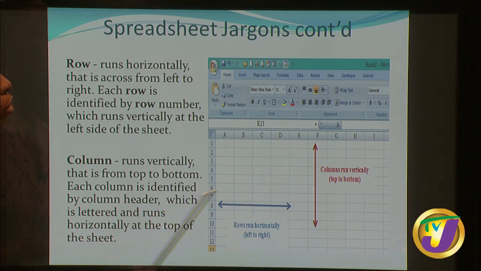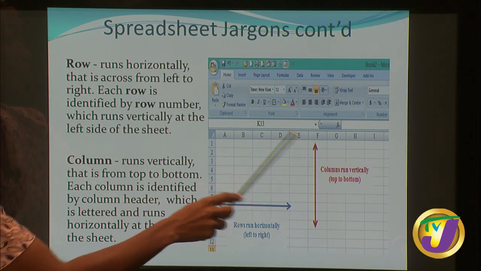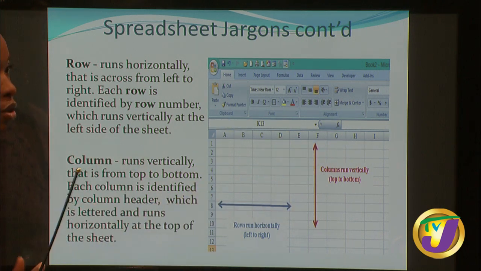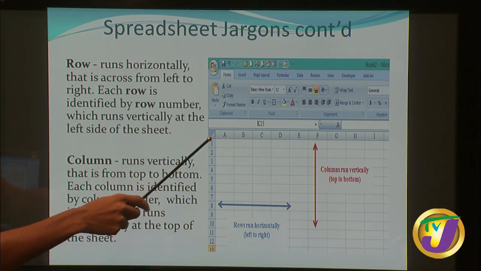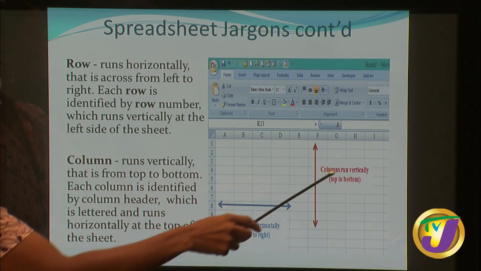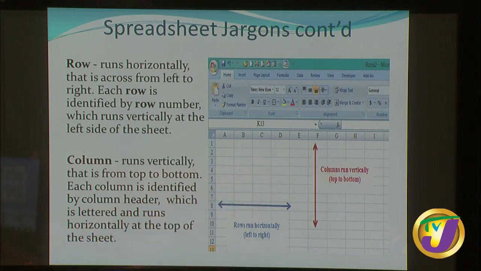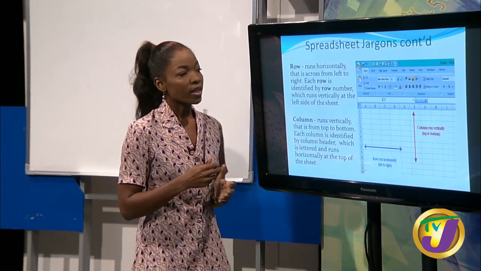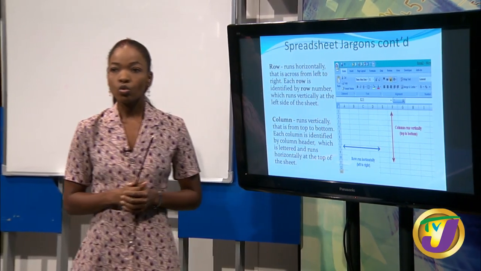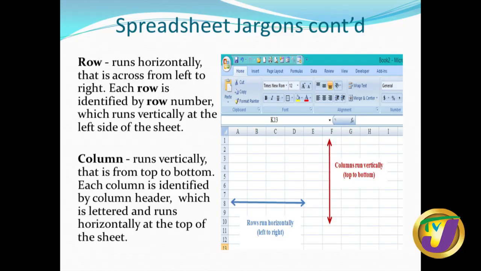The columns run from top to bottom vertically, and they are labeled using letters going straight across. So we start at A, we go straight across to Z, and once we get to Z, it starts again using not one letter now, but two letters, until we get to three letters and so on. If you are using that many columns, when you get to Z, it takes you across to two letters, and we start at AA, AB, and so on.